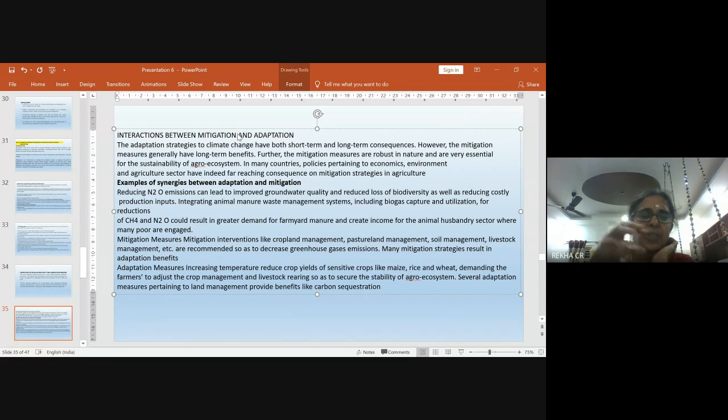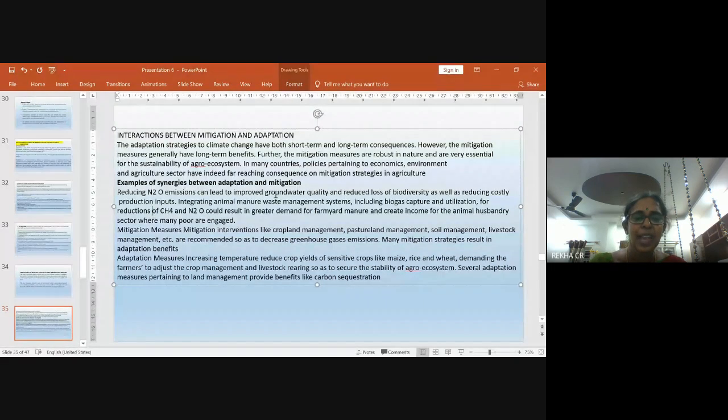So examples of synergies means combining adaptation and mitigation. Reduction of nitrous oxide emissions can lead to improved groundwater quality and reduce loss of biodiversity. Mitigation interventions like cropland management, pastureland management, soil management, livestock management, these are recommended to decrease the greenhouse gas emissions.